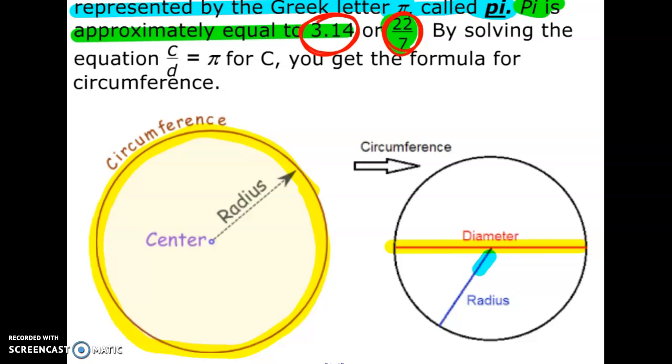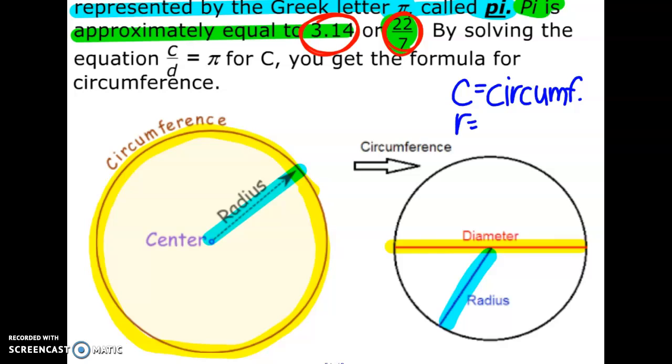The third vocab word would be the word radius. Radius is the distance from the center to any edge of your circle. So when we are doing this, C always stands for the circumference, the distance around. R is always going to represent, in geometry, the radius, or the distance from the center to an edge of the circle. And D is always going to stand for diameter, going through the center connecting two sides.